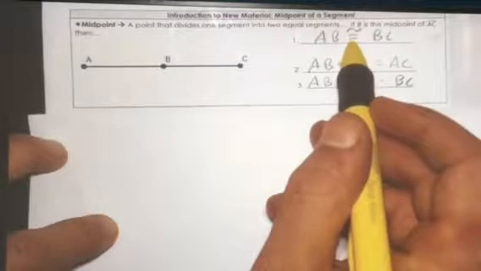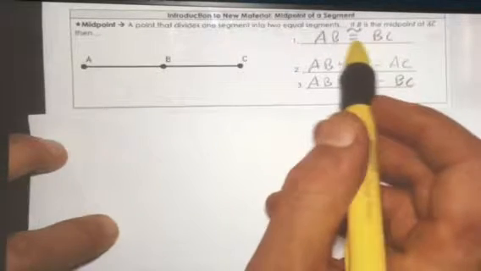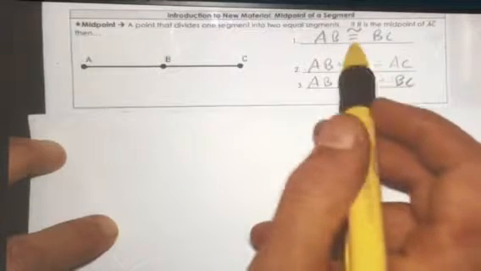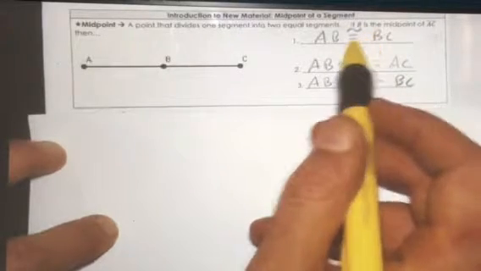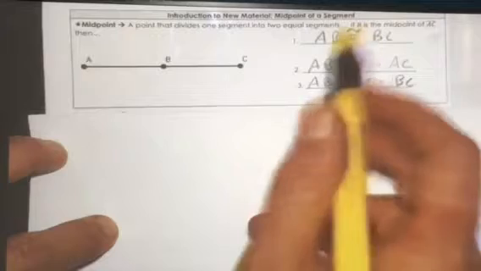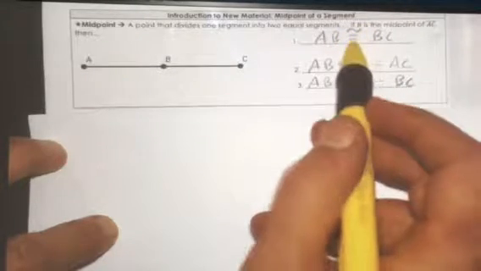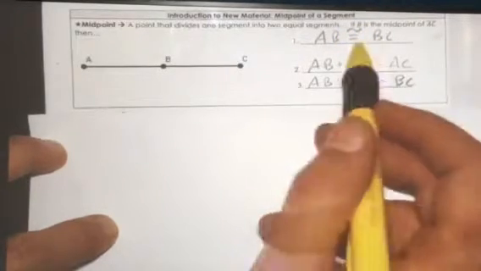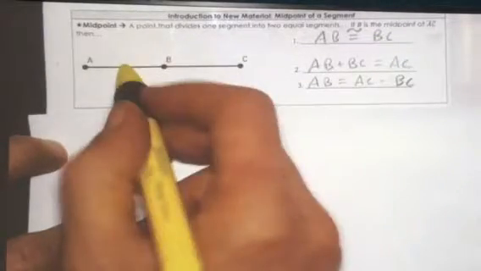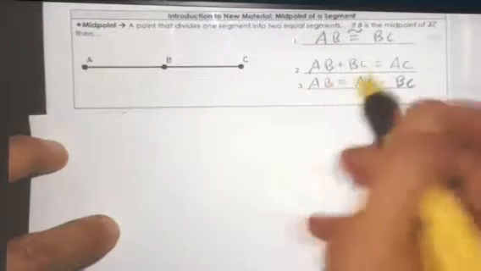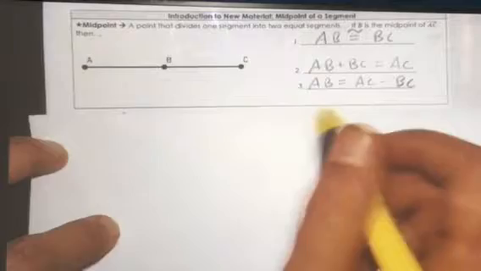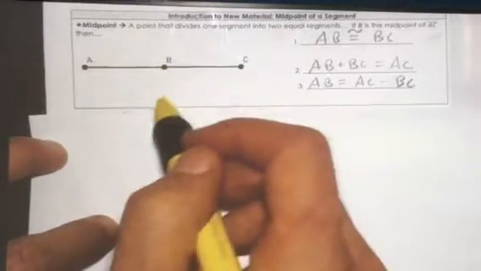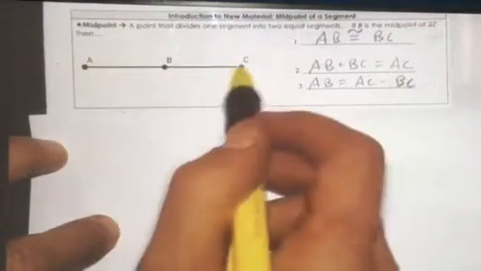So congruent means same size, same shape. So it's equal and then some. It is congruent, and this is the sign for congruency. Awesome. This also tells us that if we add AB plus BC, we get the total AC, and AB equals the entire thing AC minus BC.